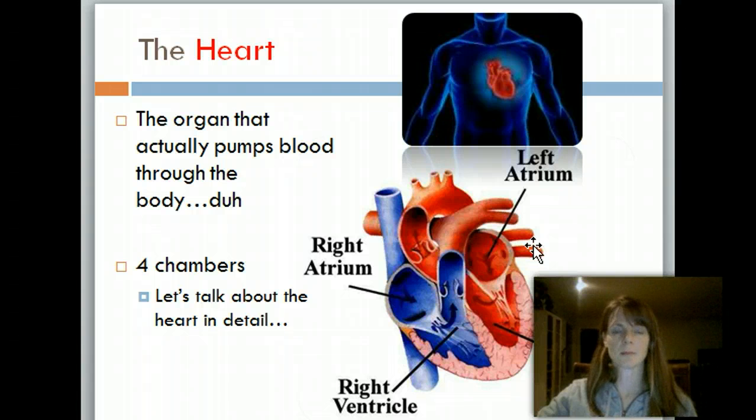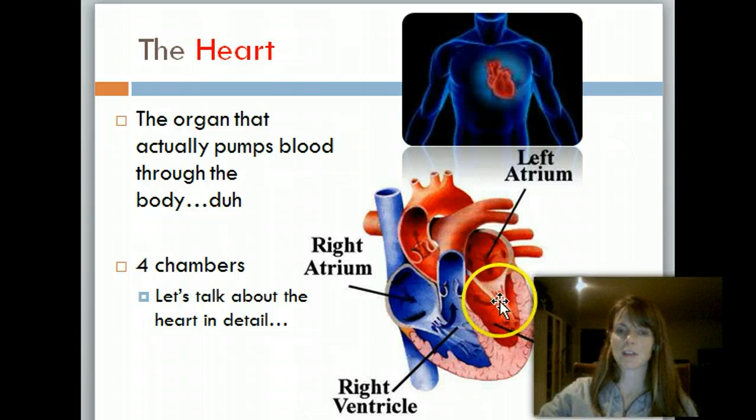pulmonary veins. So the pulmonary veins are going to bring that back into this left atrium. So the atria are the upper chambers of the heart. It's going to go through this nice valve right here, the left AV valve, okay, atrioventricular valve, and it's going to go into the largest chamber of the heart, which is the left ventricle.